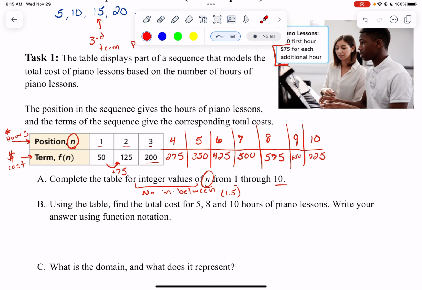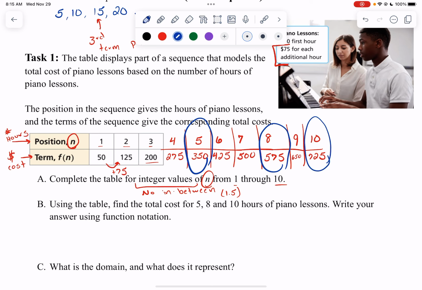Okay, using the table, find the total cost for 5, 8, and 10 hours of piano lessons. Write your answer using function notation. So function notation, if you notice, this is f of n, where n is the position. So first, I'm going to identify these points up here. So we want the total cost for 5 hours would be here, 8 hours, and 10 hours. Okay, so to write that in function notation, the fifth term, or the cost for 5 hours, I would write as f of 5. That's the cost of 5 hours is $350.